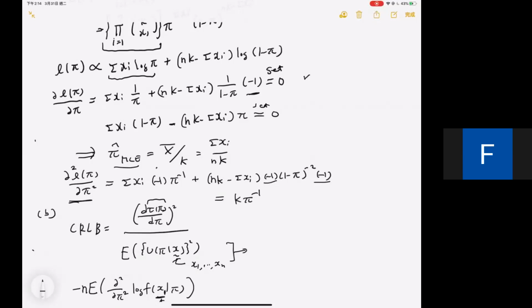Let me see my second derivative. My second derivative would be, I think, summation of xi, then this one to the minus 2, not minus 1. You have 1 over pi, so you have pi to the minus 1, then pi to the minus 2, and then 1 minus pi to the minus 2, then summation. I think this is correct. Okay, this is correct.